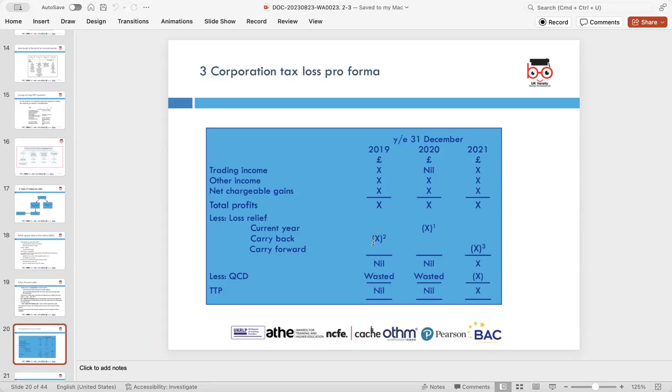Corporation tax loss pro forma. We are looking at a pro forma that outlines the calculation of total profit and loss relief for 3 consecutive years ending on December 31st, 2019, 2020 and 2021. The pro forma shows the total profit for each year, which includes trading income, other income, and net chargeable gain. It then deducts loss relief from the total profit, which consists of current year loss relief, carry back loss relief, and carry forward loss relief. After deducting loss relief, the pro forma calculates the total taxable profit for each year.